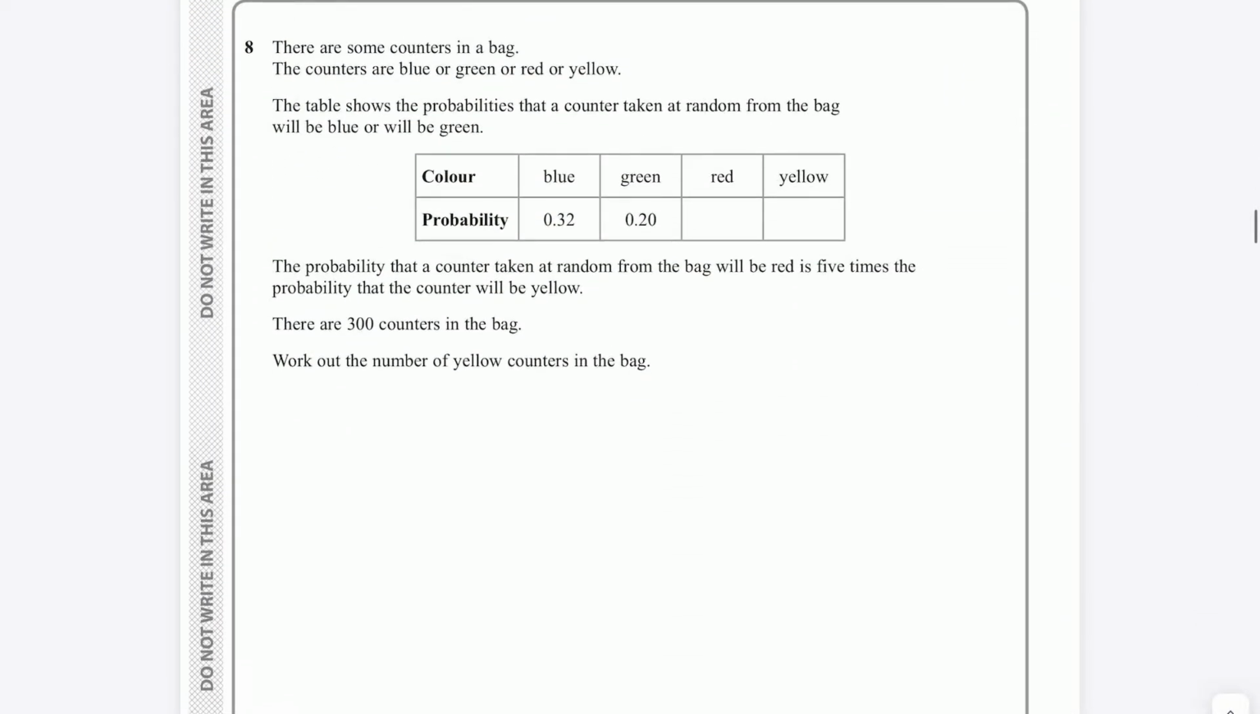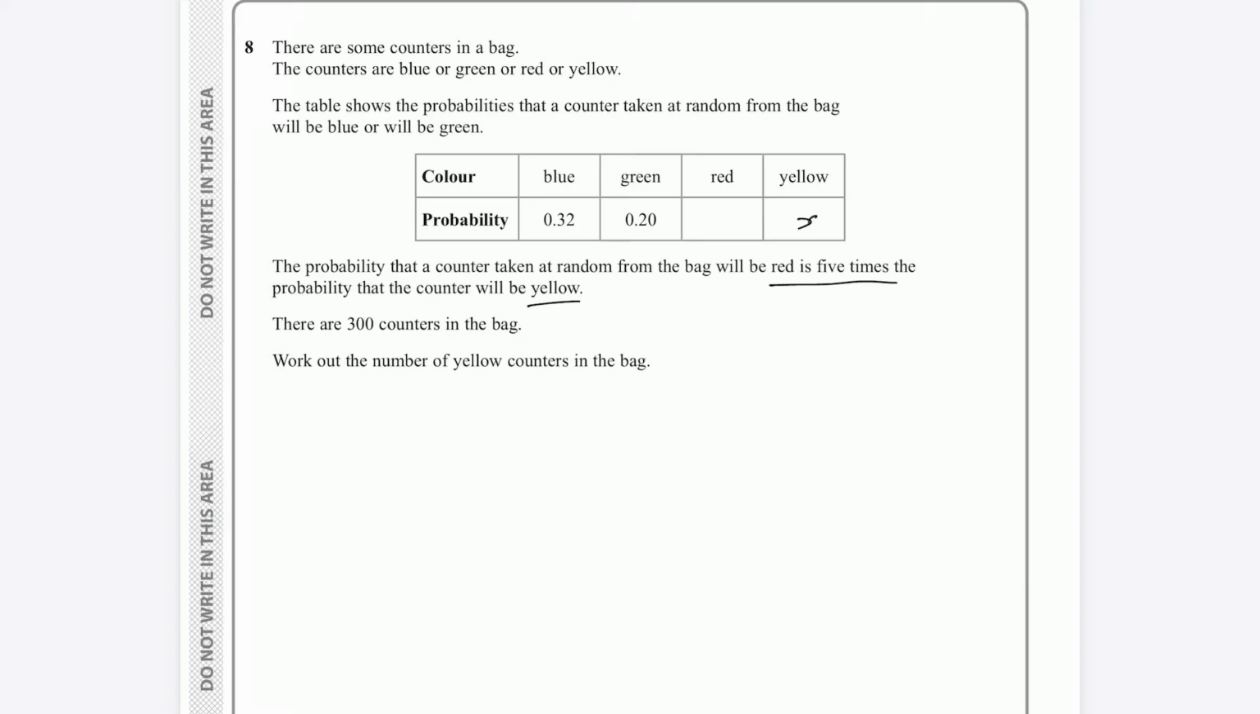Moving on to question 8. So we've been given some information about some counters. This bit of the question is key. So it says the probability of getting a 5 is 5 times the probability that it's yellow.